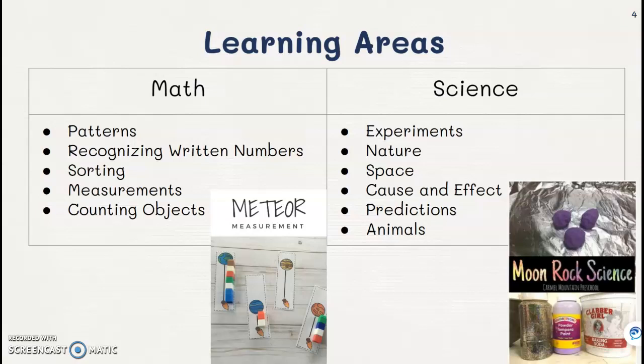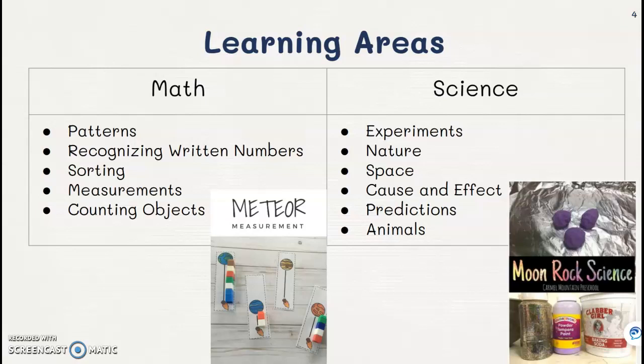They could also be doing things like sorting, so sorting by object, sorting by size, sorting by shape, or even organizing things in order from smallest to largest. They might be doing things like measuring. So you can see that meteor measurement activity at the bottom there. Using objects to measure would be developmentally appropriate for preschoolers, and then actually counting the objects. So do they know what a 4 looks like? And then can they hand me 4 rocks, for example?